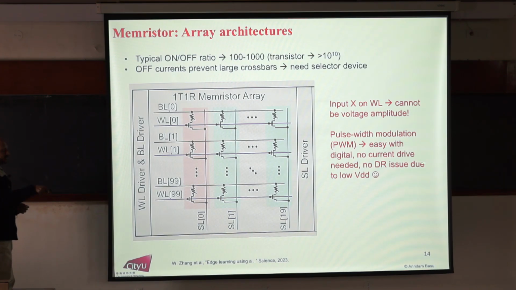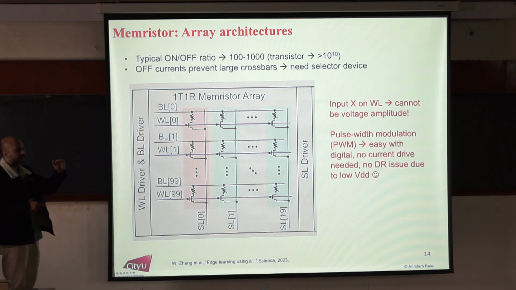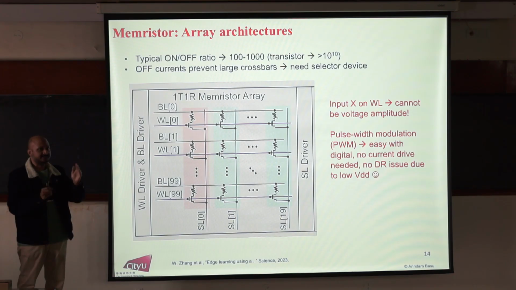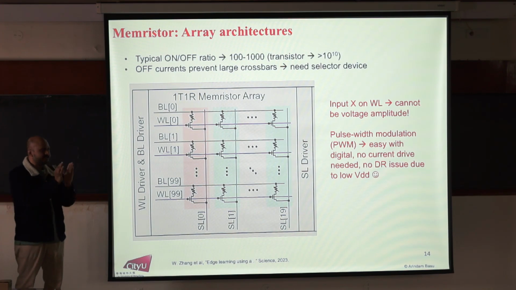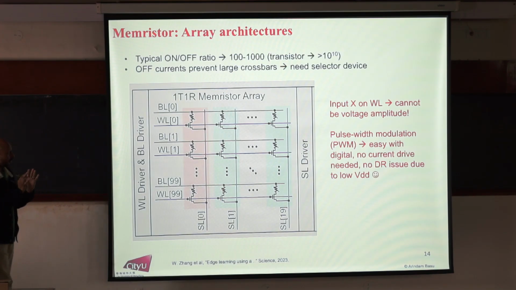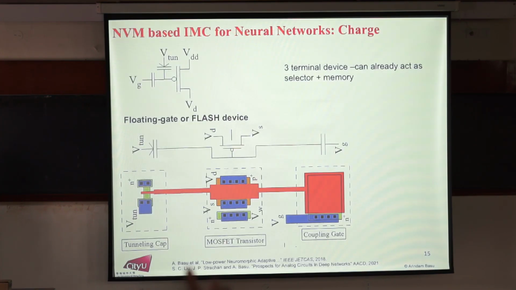Also there is no dynamic range issue, because the signal is not encoded in voltage, it's encoded in time. And as you go into more and more advanced processes, transistors are becoming faster and easier to encode time with high precision. So all of that seems to be a good thing. But I'll come to one bad thing about this encoding in a later slide.